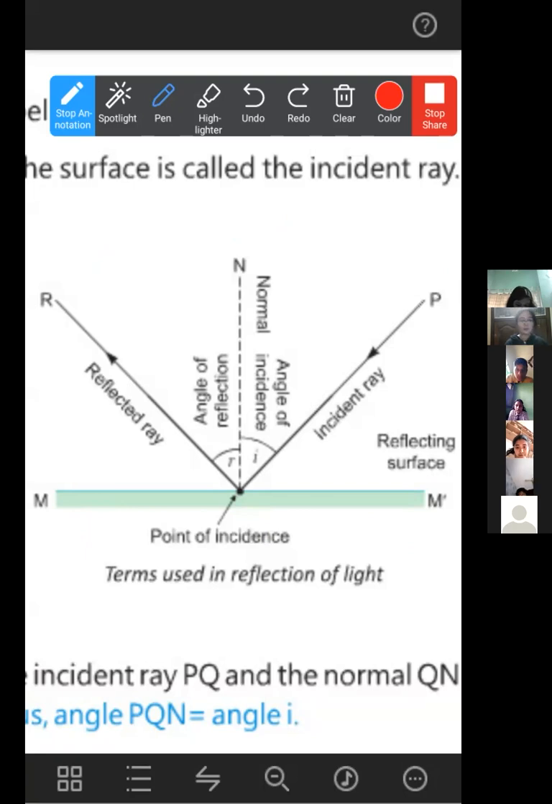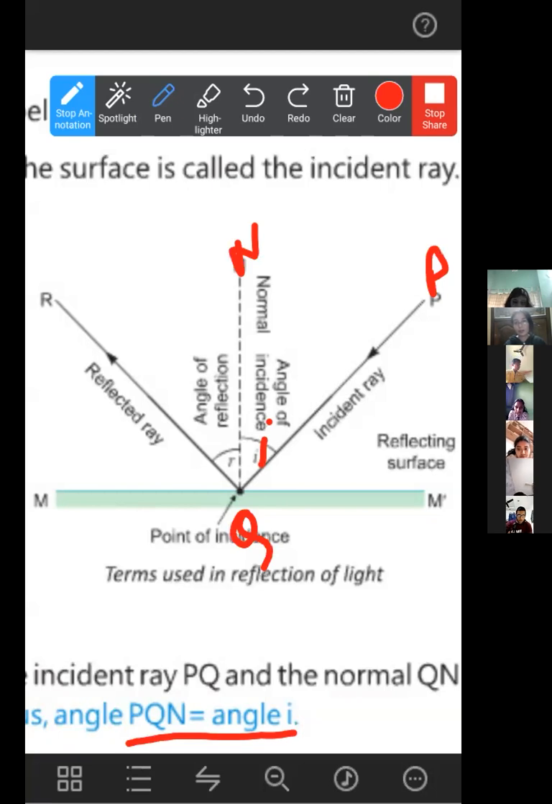In this picture, this point of incidence is not marked, but later you can see that PQN is angle I. So P is here, N is here. This is the angle I. So this one should be marked as Q. Okay. So mark it in your book. It is not marked there.